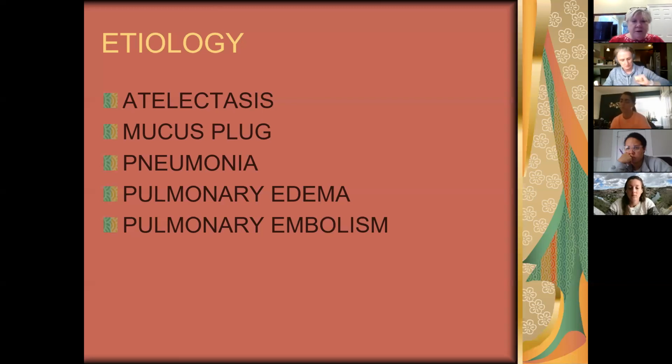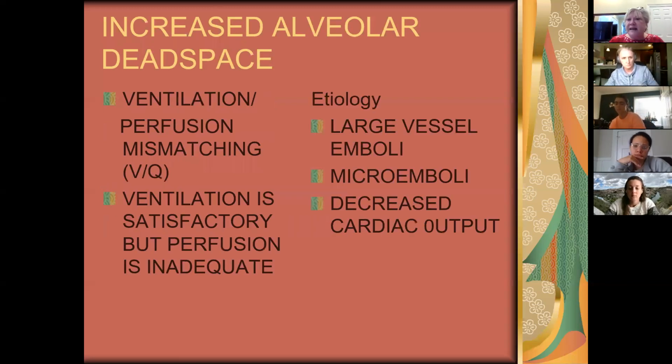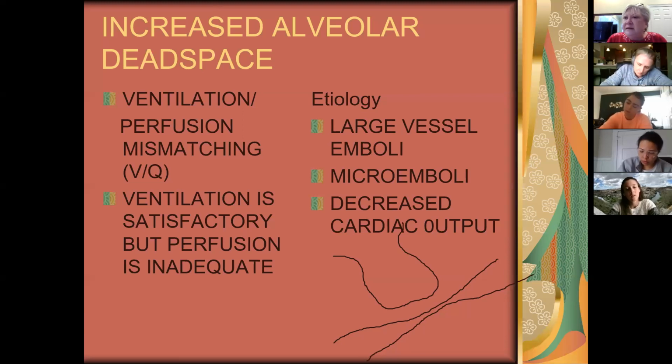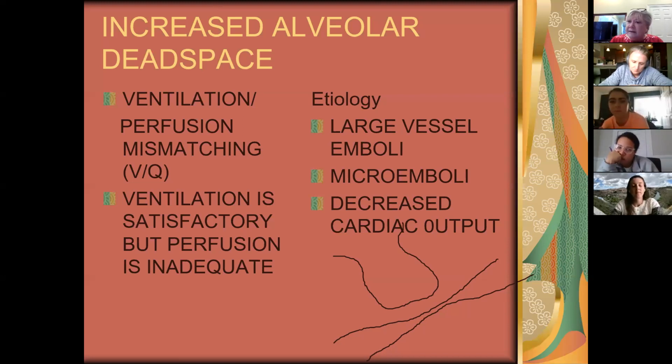Okay, so increased alveolar dead space. With this, the ventilation is fine. However, something's wrong with the blood vessel. So the alveoli is perfectly open, but the blood vessel is narrowed. So there's something in there. And typically we see this with a PE or microemboli. With a PE, your alveoli is fine. It's the blood vessel that is affected.